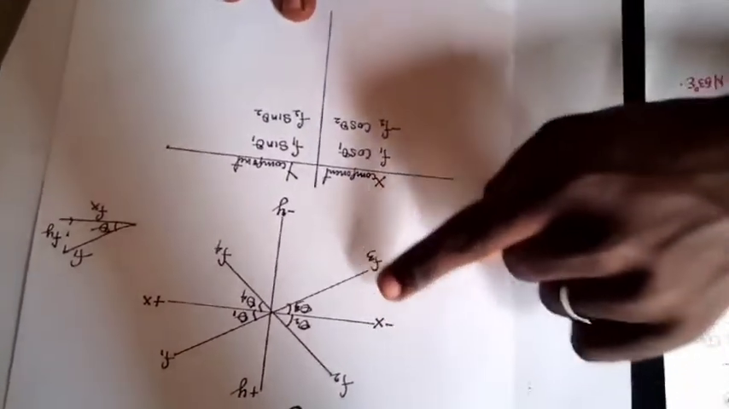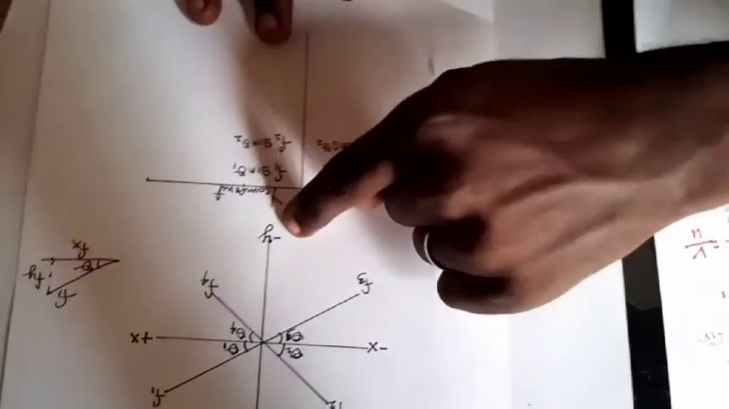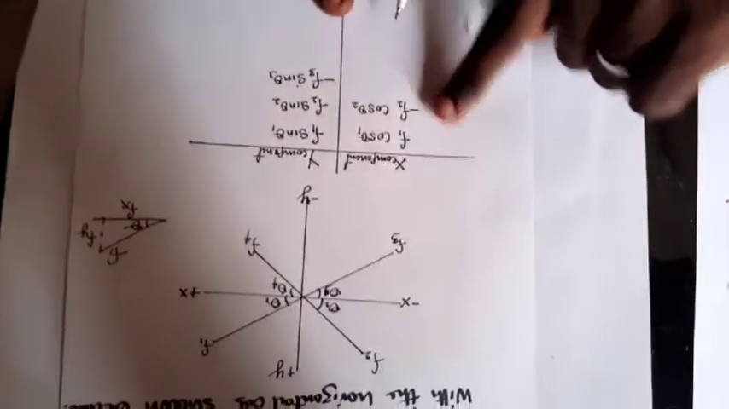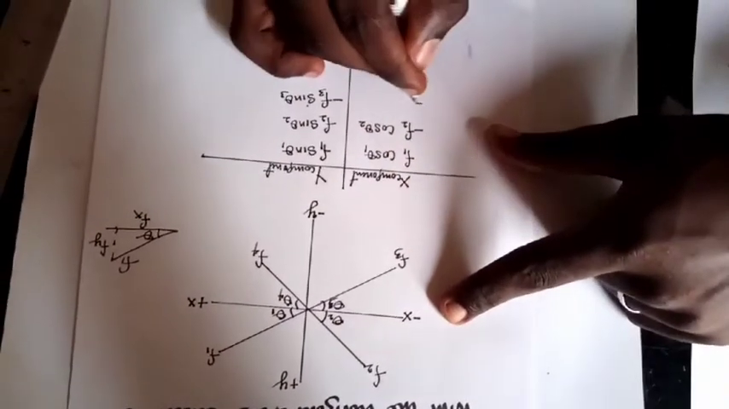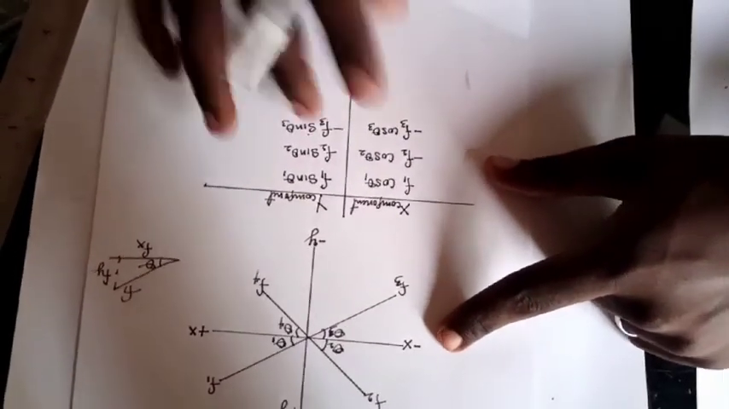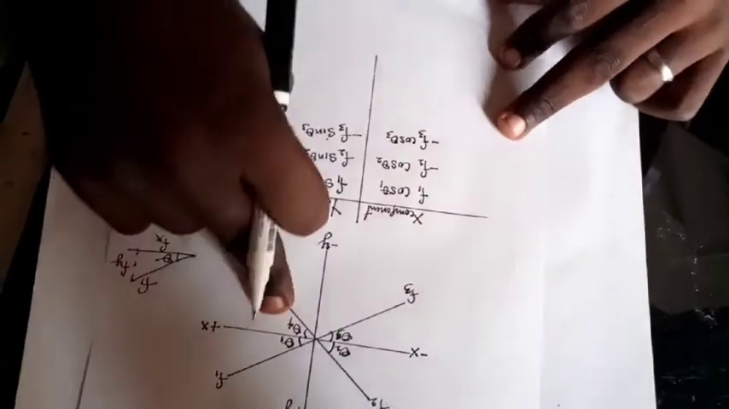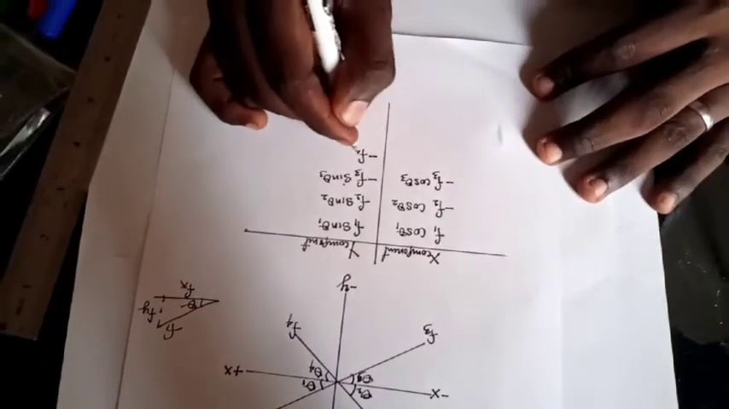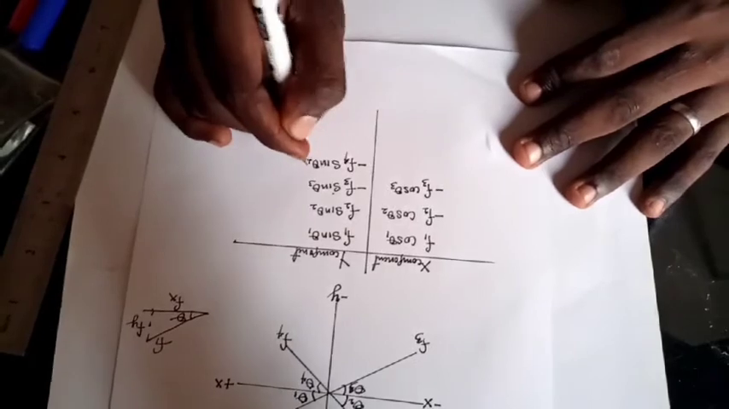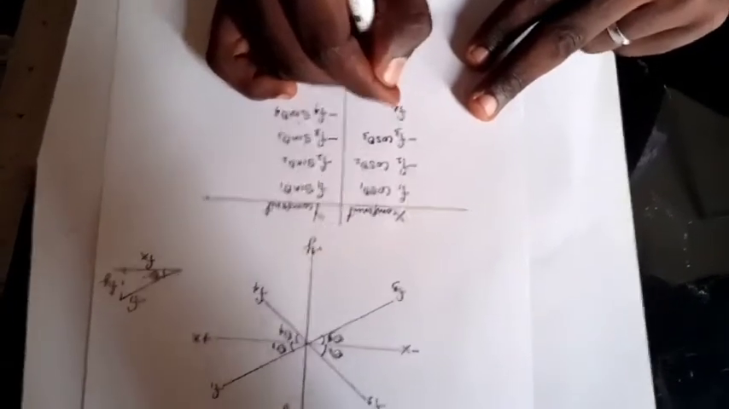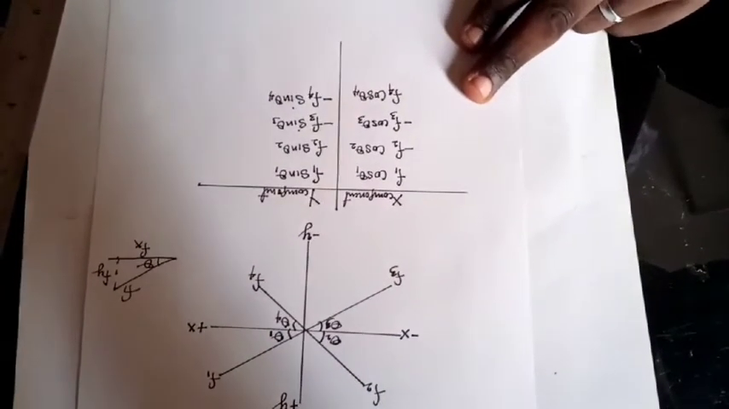And for f3, the vertical component is pointing towards the negative axis, so it's going to be negative f3 sine theta 3. And the horizontal component of f3 is also still on the negative axis of x, so we have negative f3 cos theta 3. Now if you look at f4, the vertical component points towards the negative axis, so we have negative f4 sine theta 4, and the horizontal component becomes positive. So we have f4 cos theta 4.